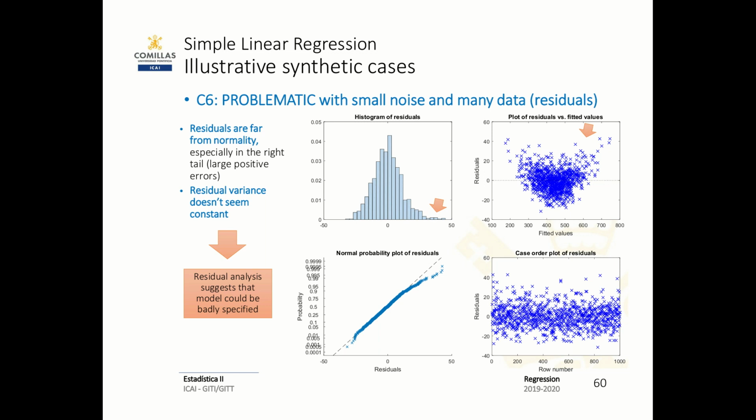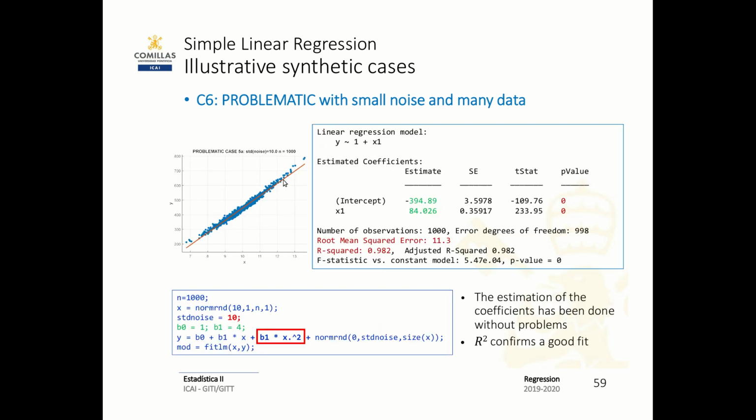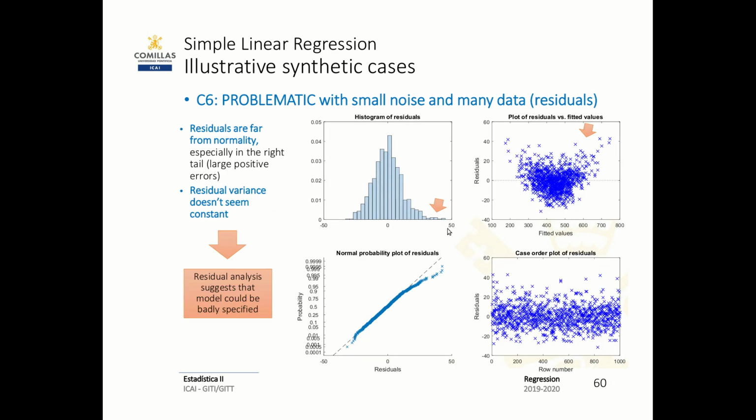Then we can detect that a bit with the residual analysis. In the residual analysis, we see that there is a long tail that is not well explained by the model. The right tail corresponds to this part of the data, where there is a systematic error that makes the residuals positive. This is shown in the histogram and in the QQ plot. Now we have a kind of V pattern in the plot of residuals versus Y.